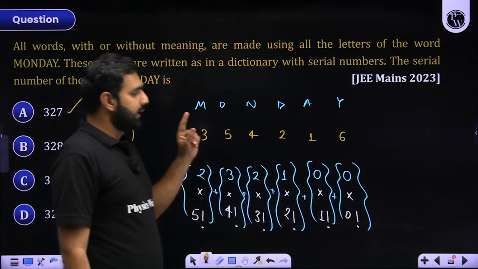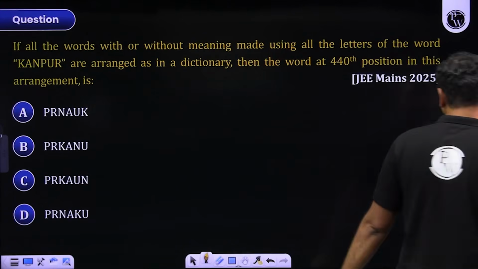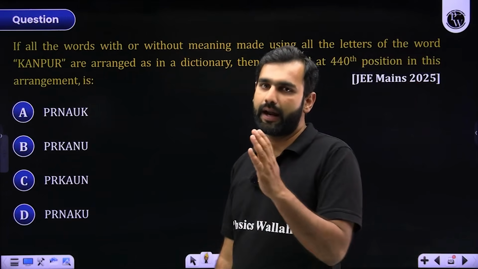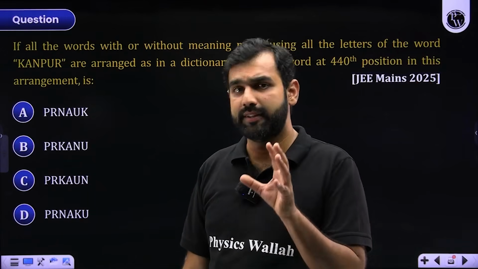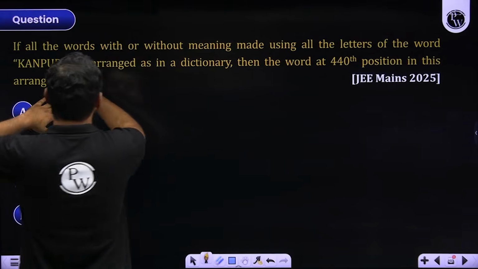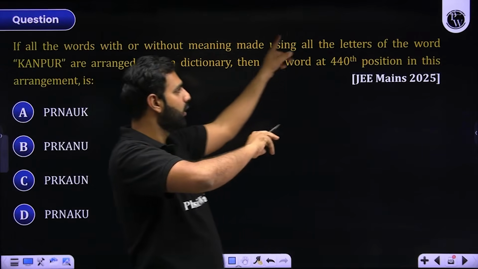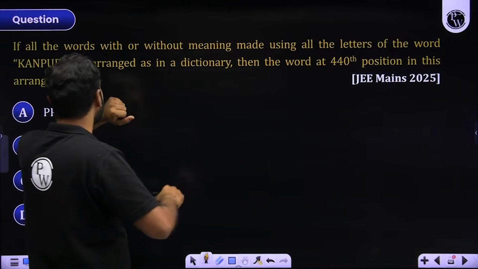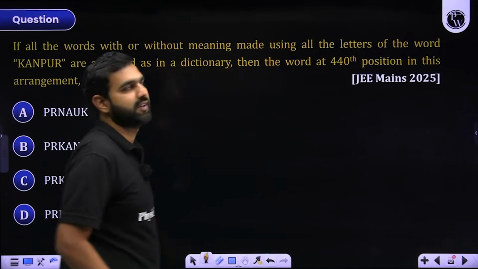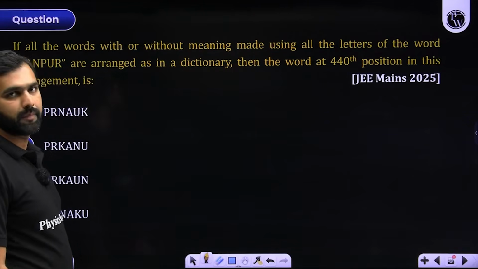Now, there is another category of question where your shortcut doesn't work, where you have to follow a certain ideology, certain mindset, certain set of rules or principles. What is that? Let's have a look. The words with or without meaning made using all the letters of the word Kanpur and arranged as in a dictionary, the word at the 440th position in this dictionary will be. Okay. What is the word?